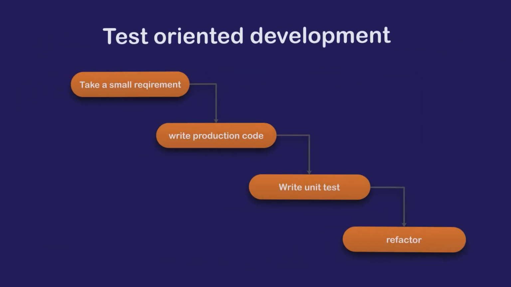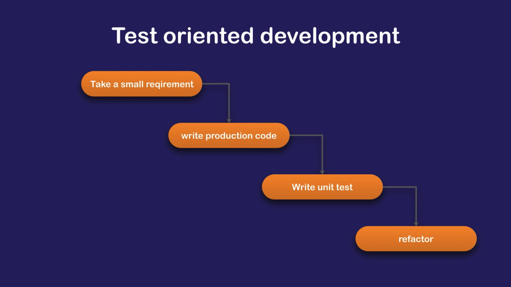The next approach is called test-oriented development. In test-oriented development, it is not important to write the test first, but it is important to write tests while writing production code. Typically, we'll take a small requirement, write production code, then write the unit tests, and finally refactor. And we will repeat the whole process again with this approach. Personally, rather than just sticking to one of these two approaches, I'd like to mix them depending on the situation.